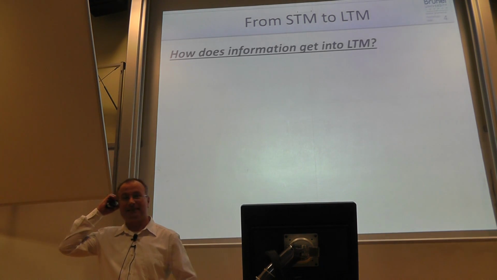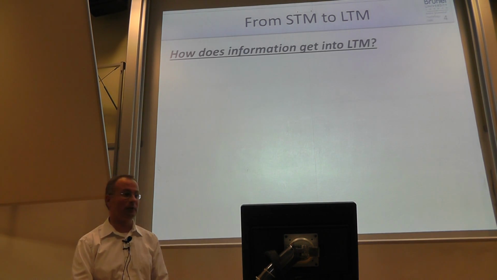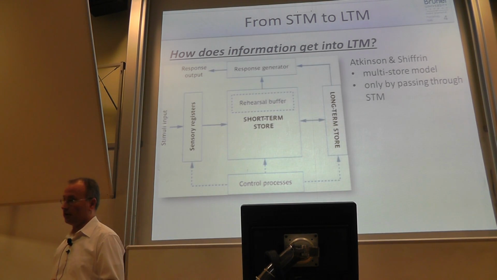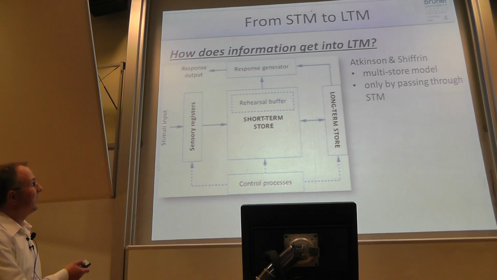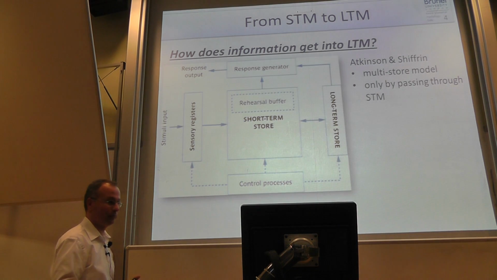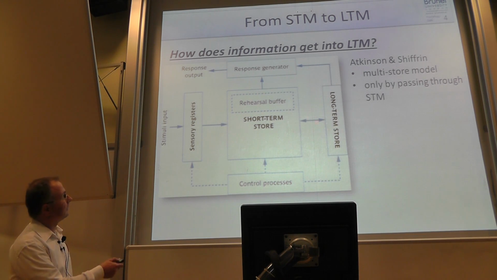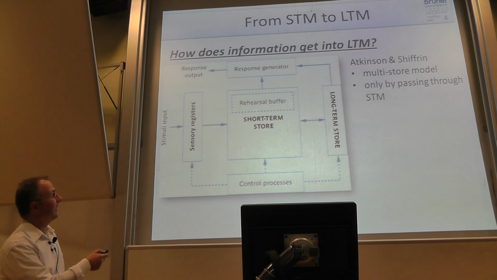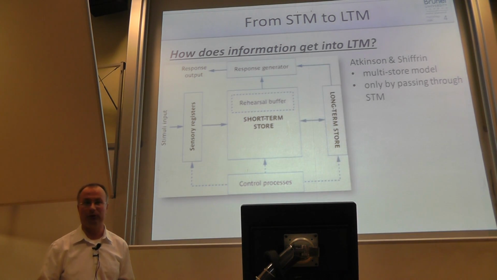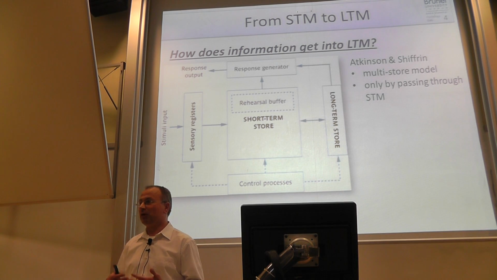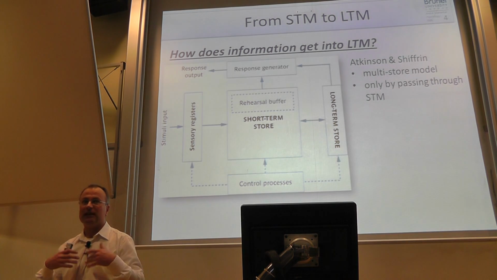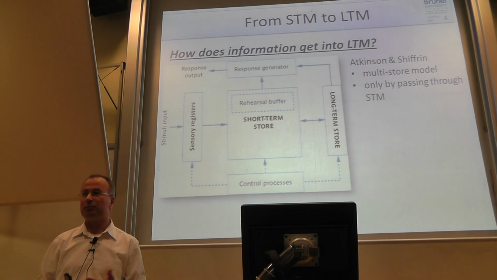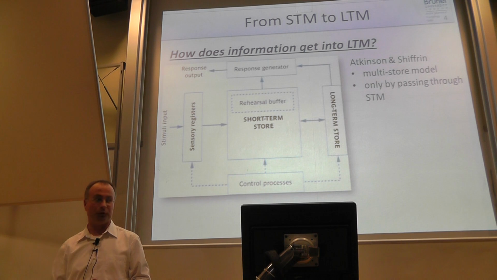So let's go to the first question. How does information get into long-term memory? When we refer back to the models from last week, we had the modal model, and in that model, if information wants to get into the long-term store, it has to go through short-term memory. There are still some models today that would say we need to go through short-term memory to get into long-term memory. And this is probably also the most common route.